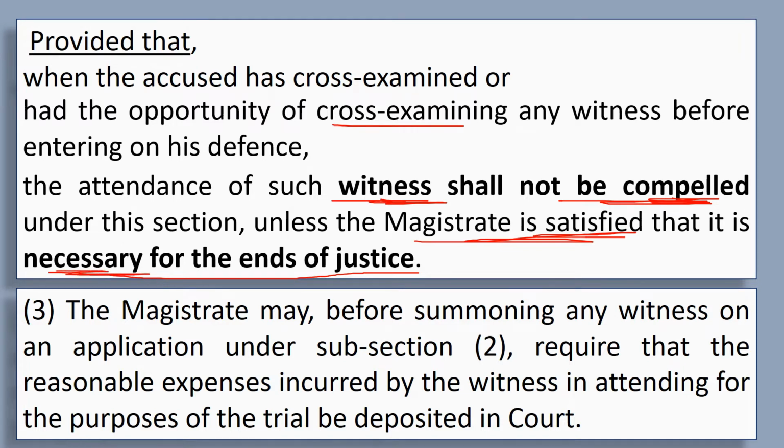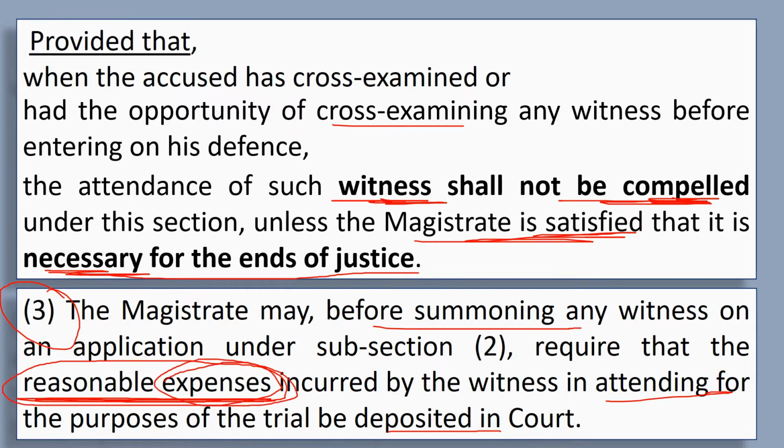And subsection 3 informs us the magistrate may, before summoning any witness on such an application under subsection 2, which is the request of the accused person. So what is the magistrate going to do? It says, require that the reasonable expenses incurred by the witness in attending for the purpose of the trial be deposited in the court. So it's just helping the witness, that we will pay for your travel expenses, at least you won't be burdened with it. So I hope section 243 is very clear now.